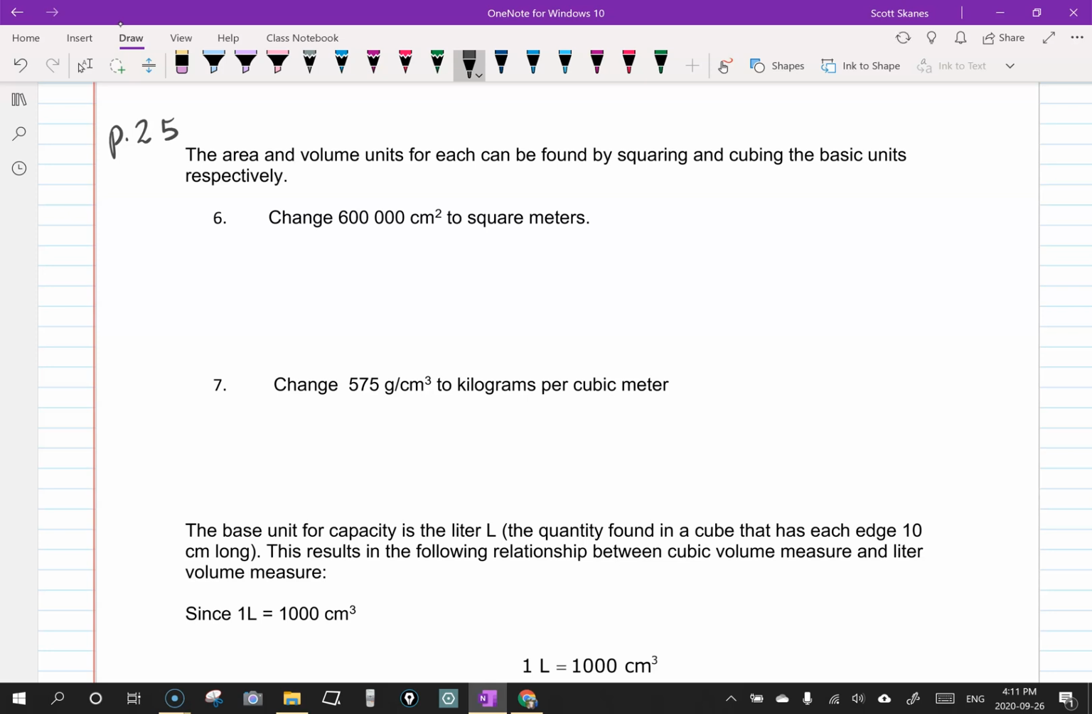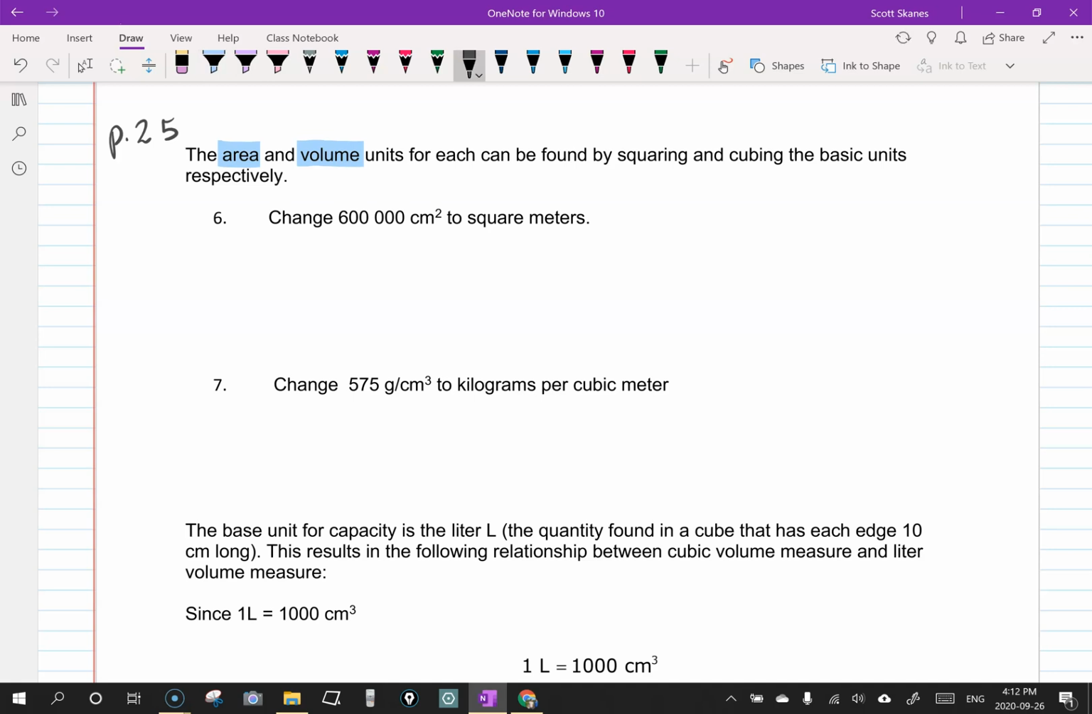And so on page 25, you're going to see that at the very end of the dimensional analysis section, we're going to be dealing with area and volume. So we're going to be converting units that involve squared units or cubic units, which works exactly the same as regular conversions, except sometimes we need to square our numbers. So let me show you what I mean.